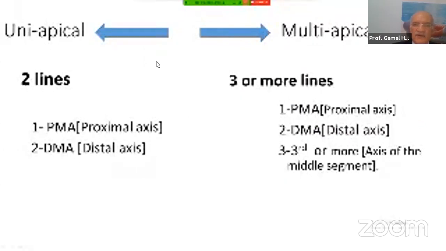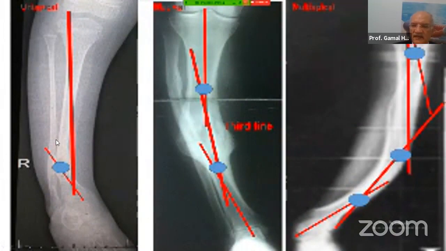So some cases you have uniapical deformity or multi-apical deformity. In uniapical deformity, you have 2 lines, and in multi-apical deformities, you should have a 3rd line. This is the proximal segment axis, distal segment axis, and this is the axis of the middle segment. So they meet in 2 CORAs.